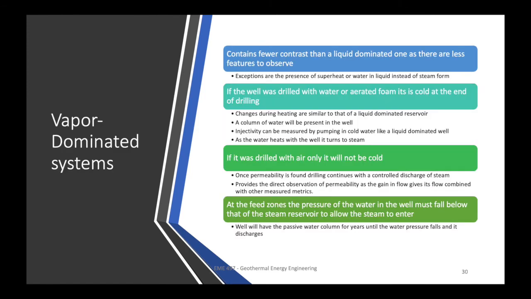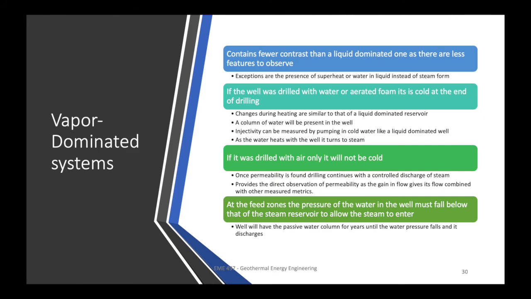Vapor-dominated systems are the last topic of this presentation. A vapor-dominated system contains fewer contrasts than a liquid-dominated one, as there are fewer features to observe. The exception to this is when there is the presence of superheat or the water is in a liquid form instead of a steam form.